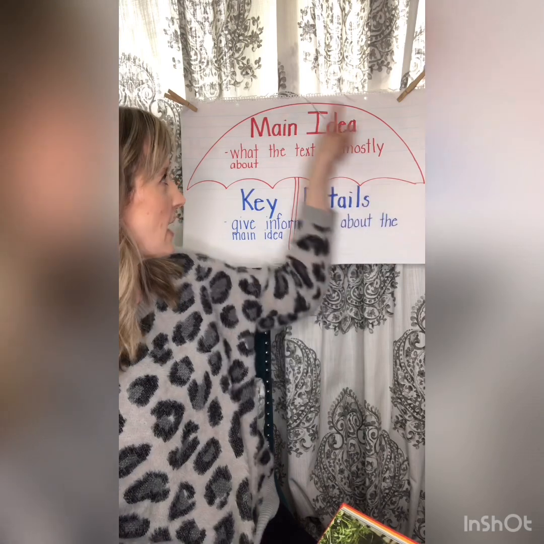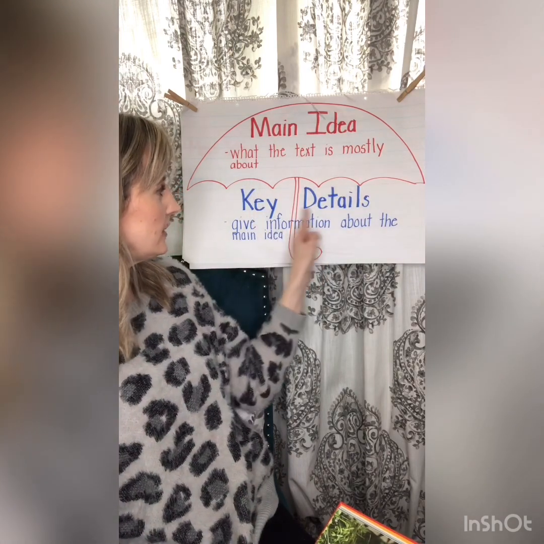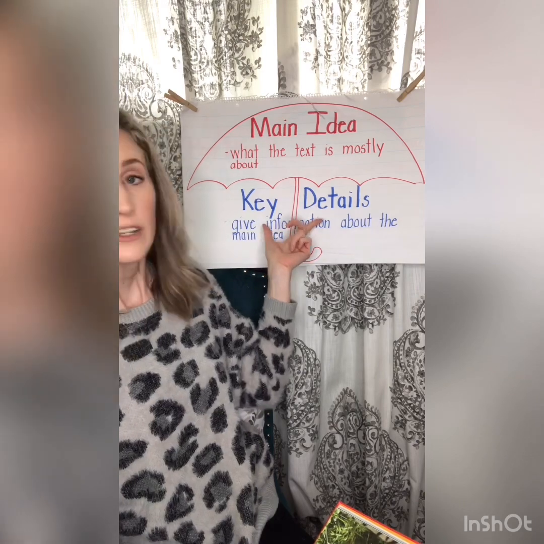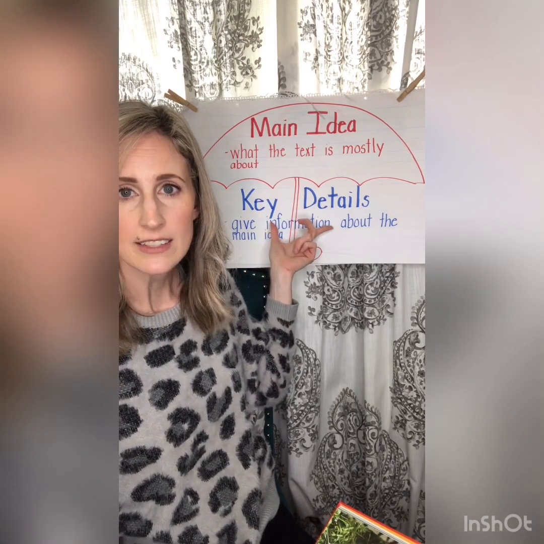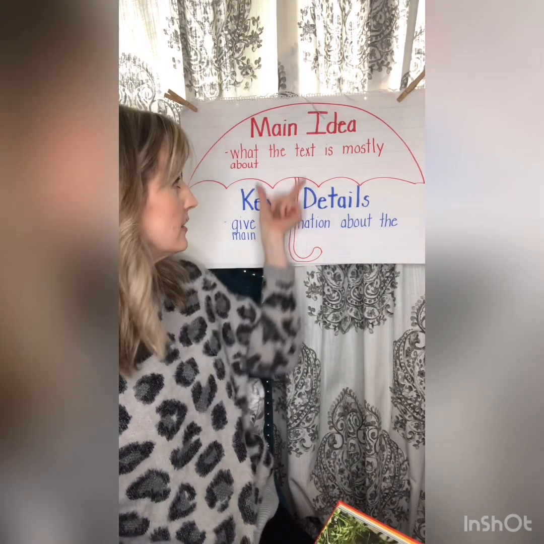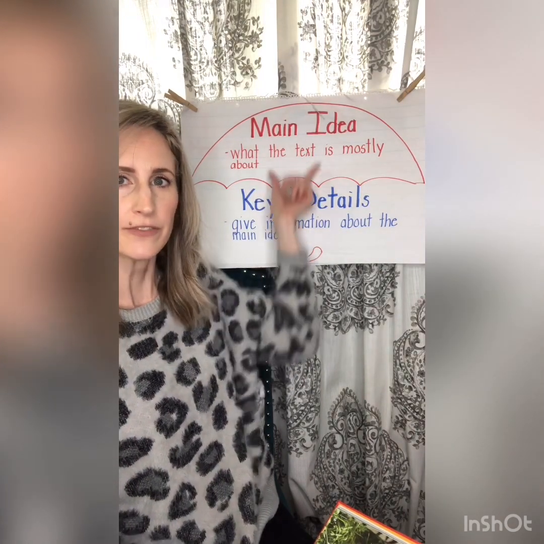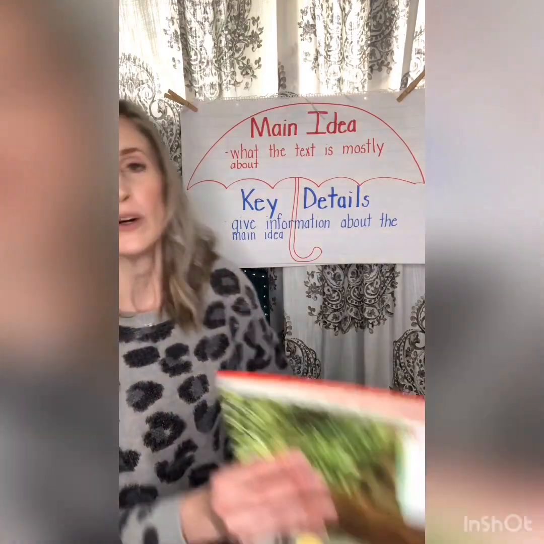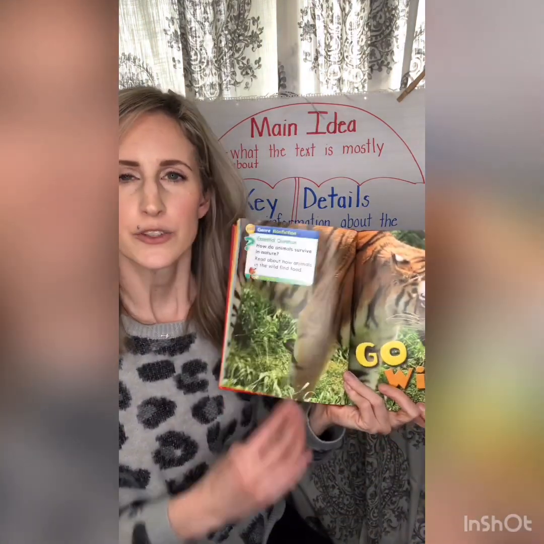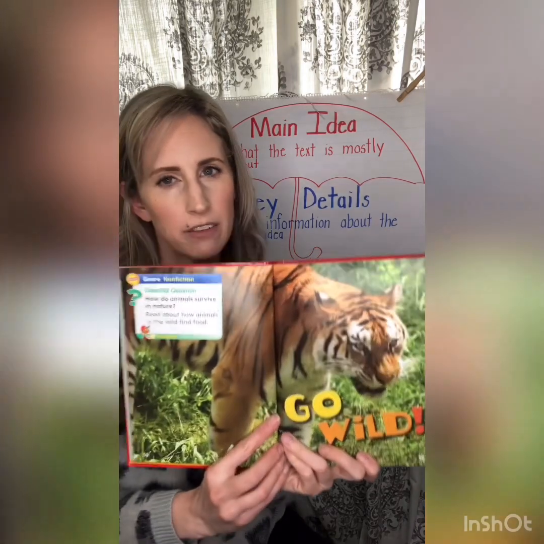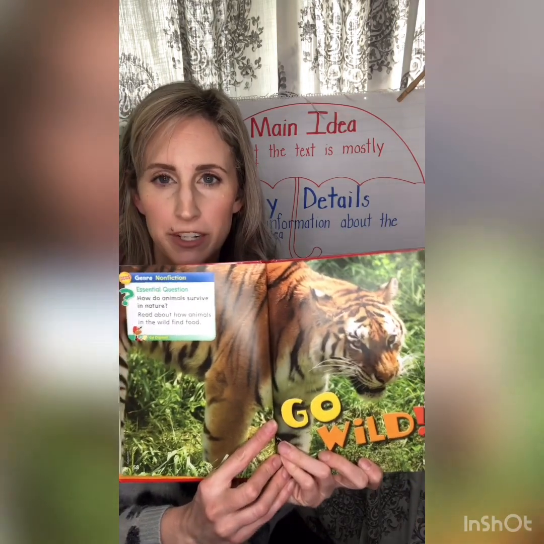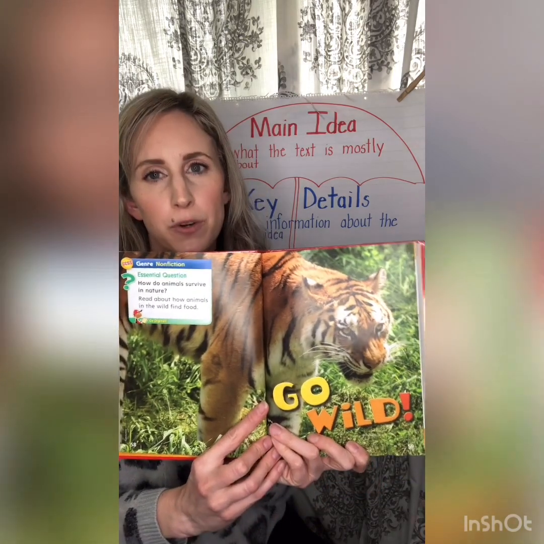That's why you see I have an umbrella here. And the key details are underneath that umbrella, because the key details, meaning the information in the text, have to make sense with the main idea. They have to fit together. They have to go together. So I want us to, as I read, to really focus on what this text is mostly all about. You might have got a good clue from our picture walk. That's why picture walks can be very important to take to help you focus on what you're going to be reading about.